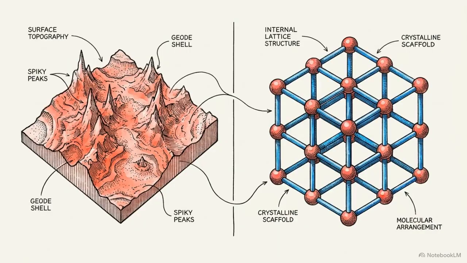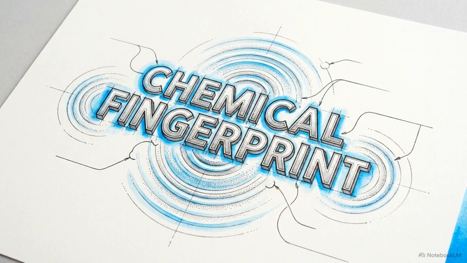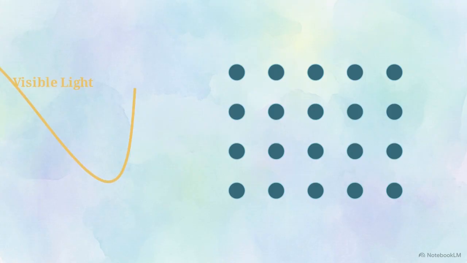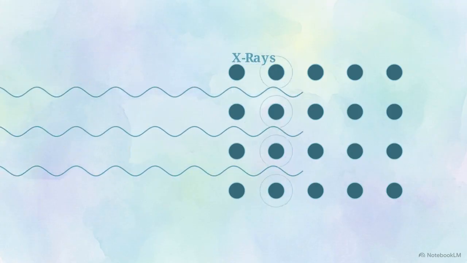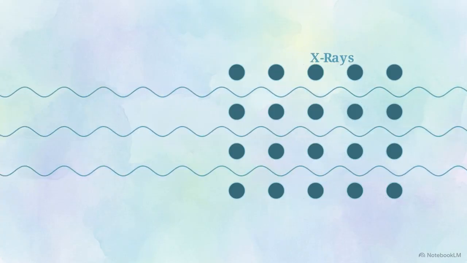We have the outside surface and the inside structure. But to finish the investigation, we need to know the exact atomic chemistry. Our final tool is X-ray diffraction, or XRD. This is how we extract the exact chemical identity of our powder. Remember how visible light waves were too large to see atomic details? X-rays have incredibly short wavelengths. They are small enough to slip cleanly into the microscopic gaps between the organized layers of atoms in a crystal.